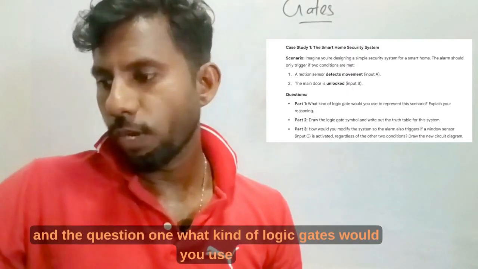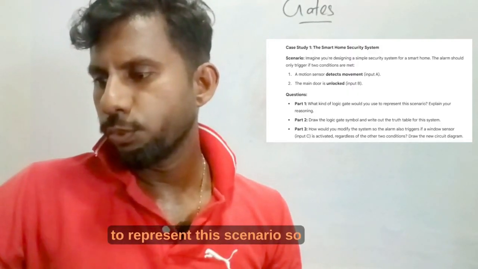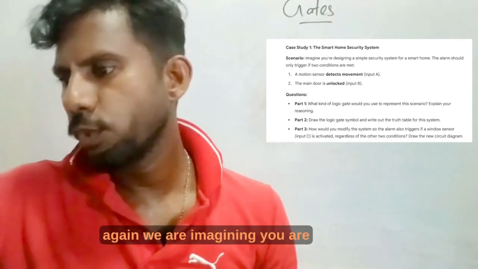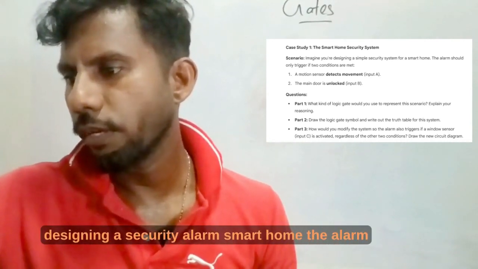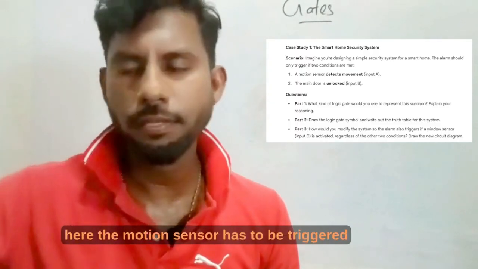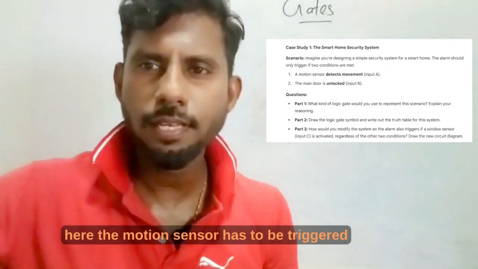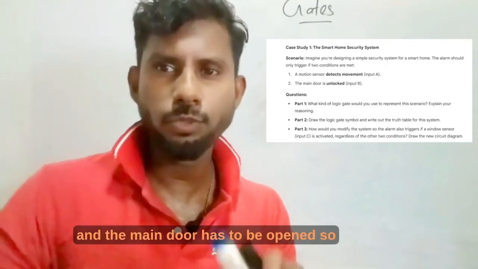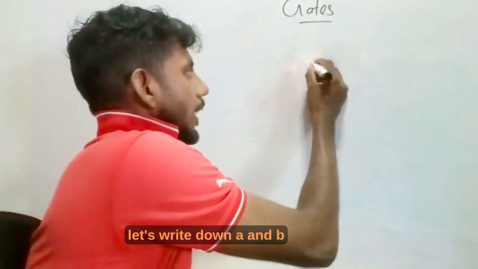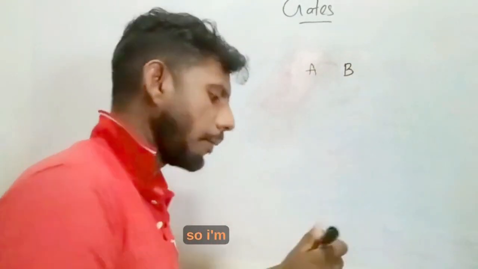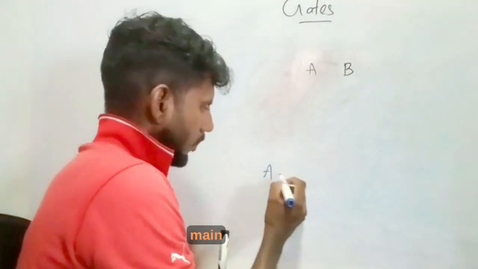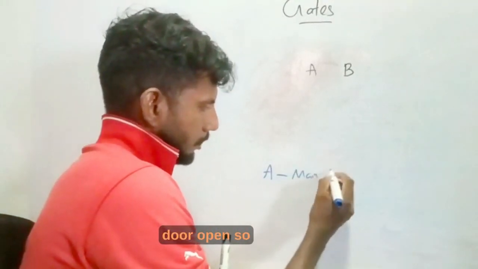And question one: what kind of logic gate would you use to represent this scenario? Again, we are imagining you are designing a security alarm for a smart home. The alarm should only trigger if two conditions are met. Here the motion sensor has to be triggered and the main door has to be opened. So let's write down A and B. I'm allocating A to main door open.